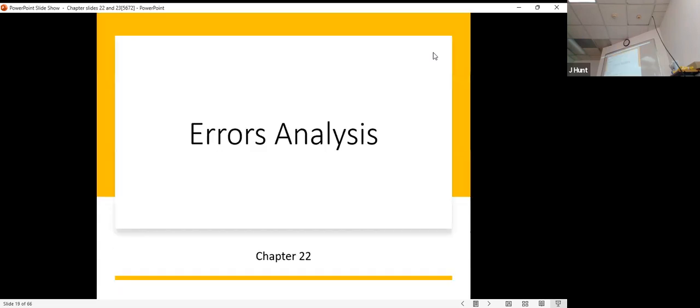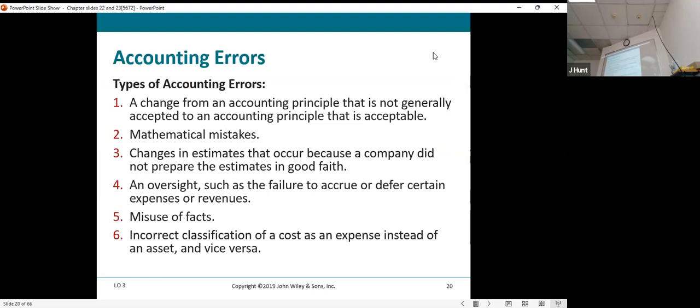So the last group of items that we're going to look at is errors. Errors happen all the time. Doesn't matter that there's a lot of automation, errors still happen in accounting. And some of the errors that you see sometimes are where you have a change to accounting principle and it's not acceptable, right?